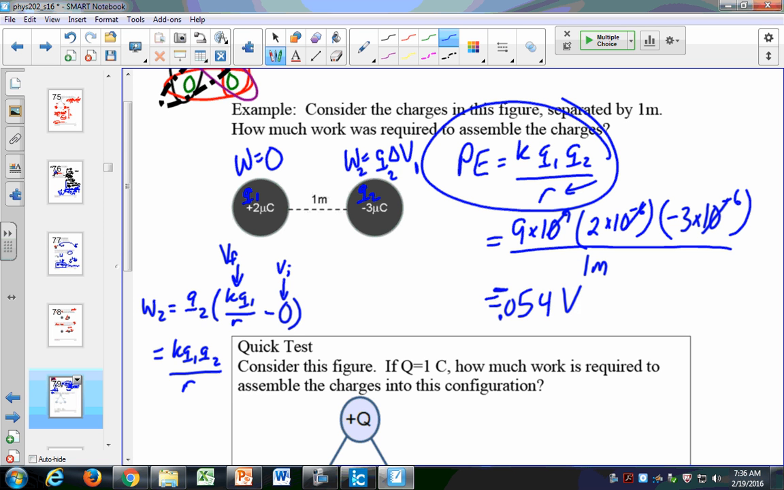And then further, if we had a third charge, say I had a Q3 right here, and I want to know what is the work required to bring that charge into place, that's going to be, get rid of this right here.